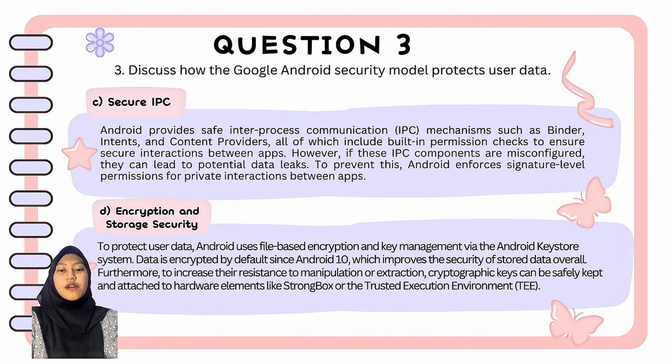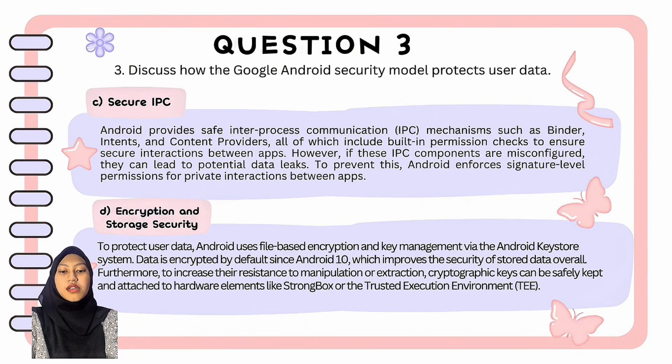Next, Android uses file-based encryption to protect user data, mainly through the Android Keystore system. Starting with Android 10, encryption is enabled by default to improve device security. Cryptographic keys are stored securely in hardware-backed components like StrongBox or TEE.